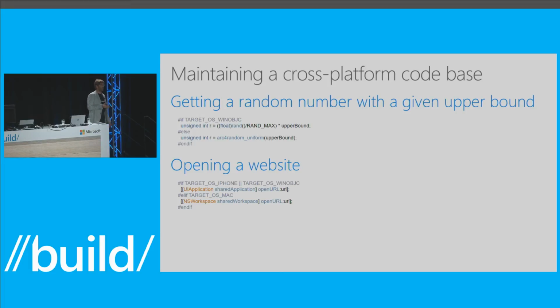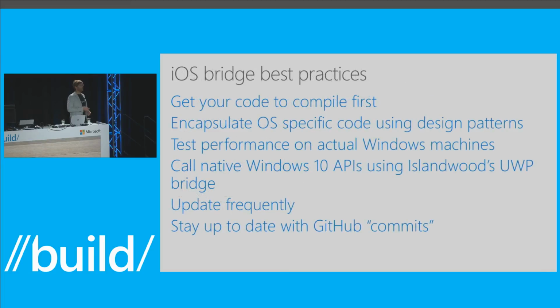If you want a random number, arc4random_uniform is not available on iOS Bridge, so you may want to fall back to rand and do something like this. And opening a website, you can just call openURL on UIApplication like this. Now let me get back to Michael, and he will share with you some of our best practices using iOS Bridge.